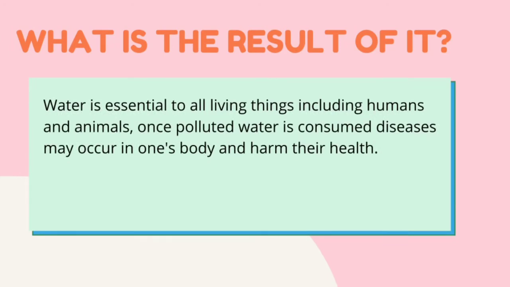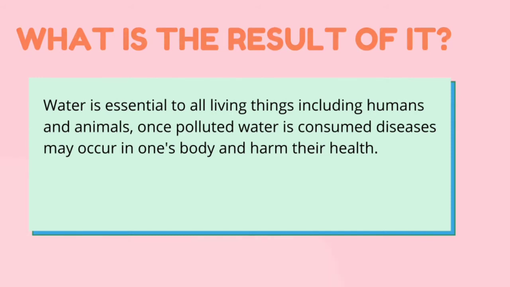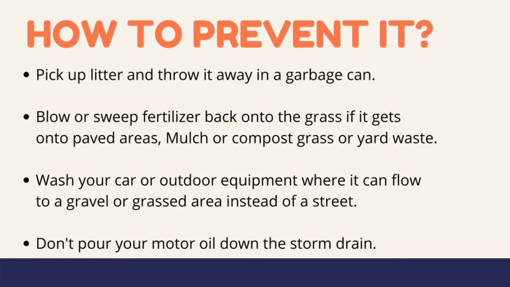What are the results of water pollution? Water is essential to all living things, including humans and animals. Once polluted water is consumed, diseases may occur in one's body and harm their health. How can we prevent water pollution?